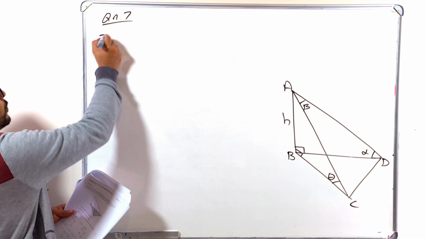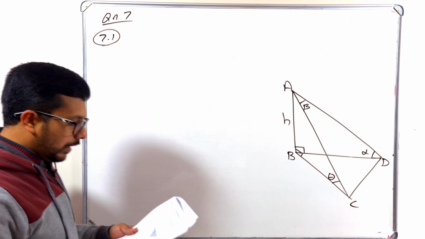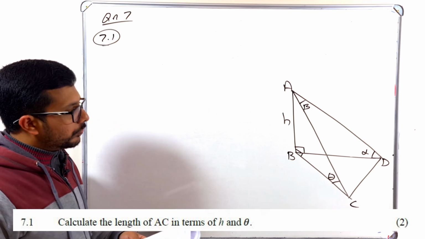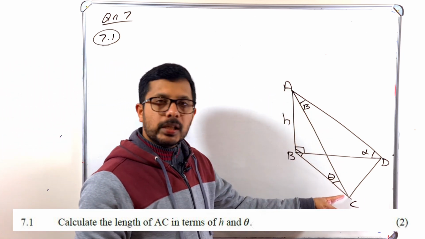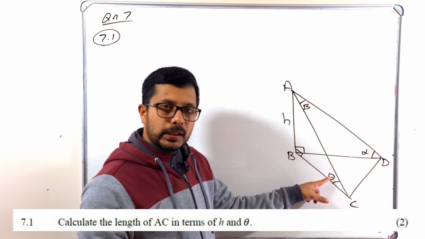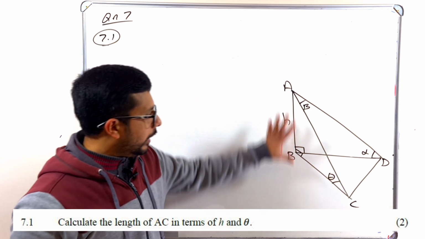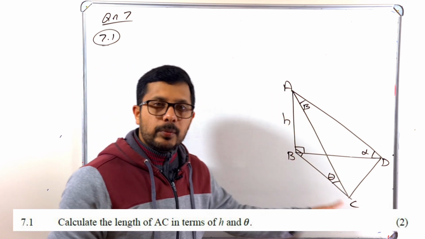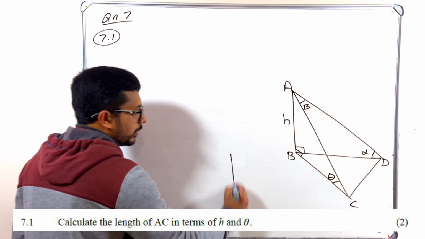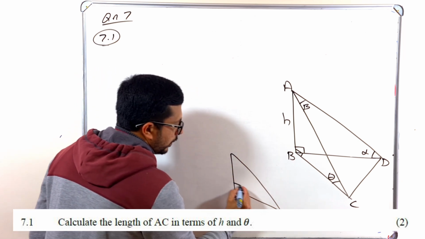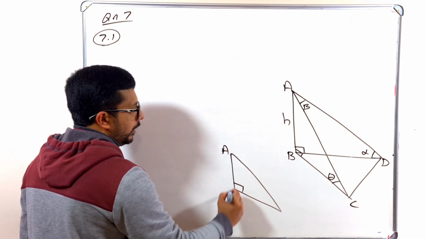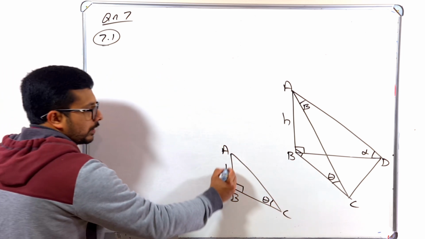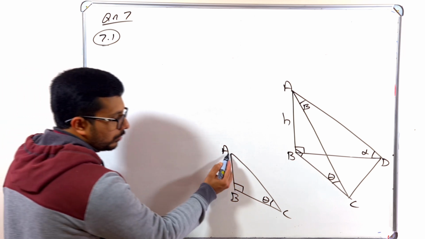Question number 7.1. What is that question? Calculate the length of AC in terms of h and theta. You have to find the length of AC in terms of h and theta. h is here, theta is this angle. So it means we are supposed to take this triangle ABC. There is a triangle like this, ABC, and they are saying that this angle is 90 degrees, and this angle is theta. So this is h, and you have to find the length of AC.